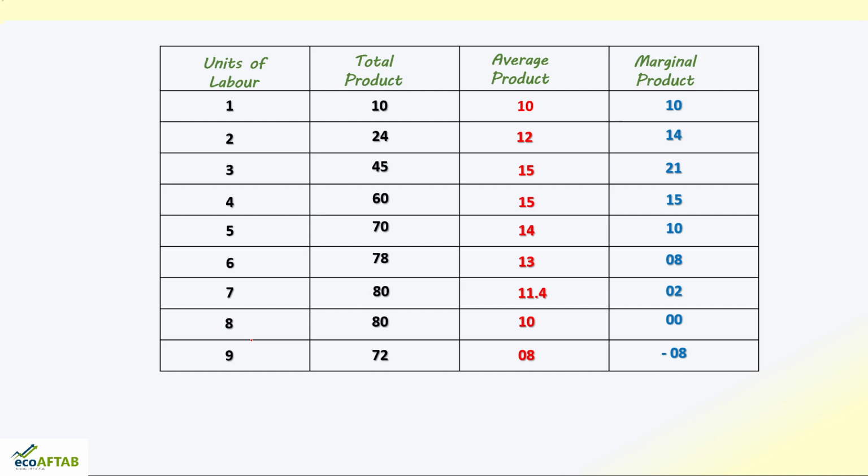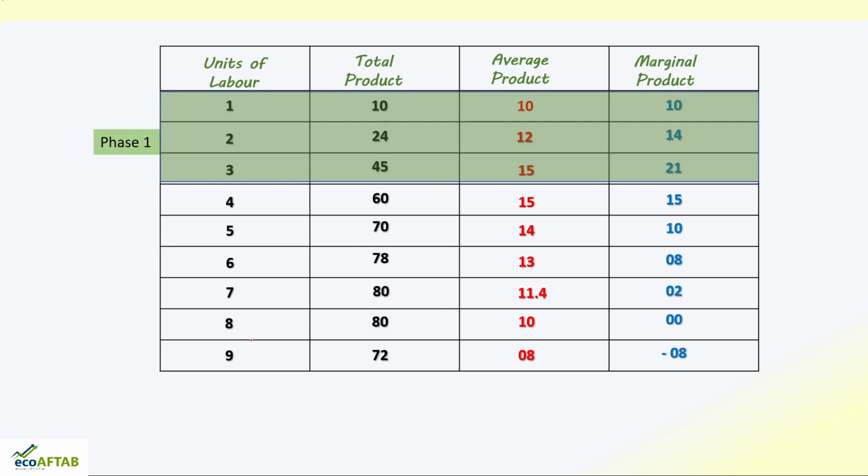So, this thing you can see here, the green shaded area, what is happening? For labor 1, 2 and 3, you can see the average productivity has increased from 10, 12 and 15, and the marginal productivity has also increased, and it has increased faster than average productivity, and that is 10, 14 and 21. So, this is the first phase.